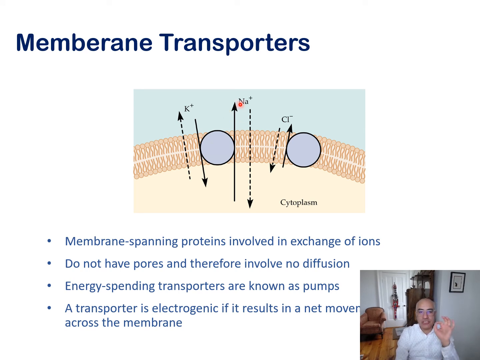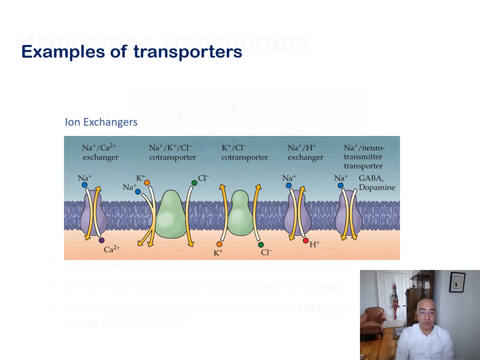So energy spending transporters are also known as pumps. If a transporter moves ions in a way that it produces a net movement of charge, so it moves, let's say, more positive ions in one direction than the other, or it only moves a negative ion in one direction, then you call it electrogenic. And I'll give you an example which is coming up, and that's the most important example for us.